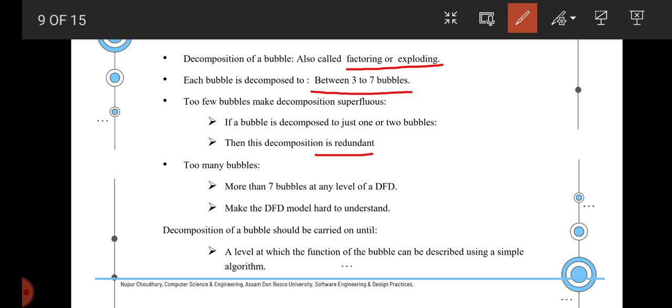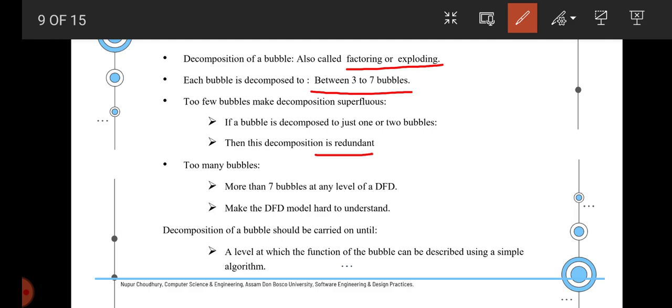However, if there are more than 7 bubbles, then also it will be difficult for the DFD to understand, because it will give a very clumsy look and understanding will be difficult. So as already mentioned, decomposition of the bubbles or processes should be carried out until and unless that particular process can be represented using a simple algorithm or a set of instructions.